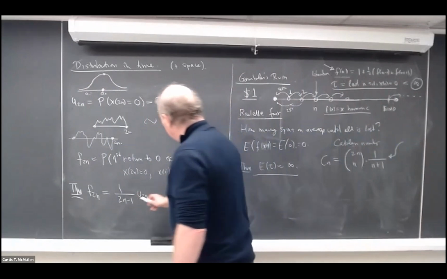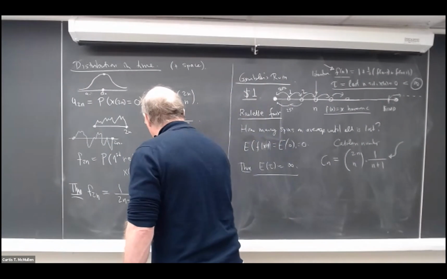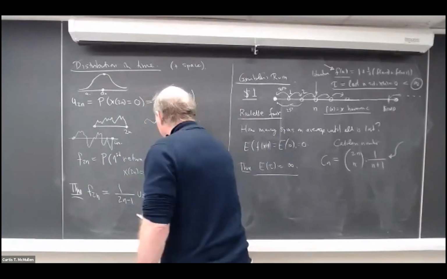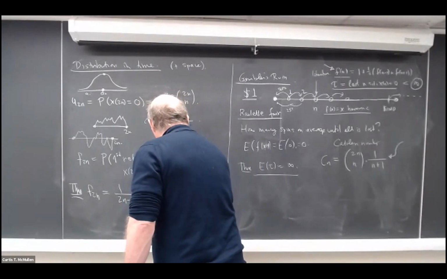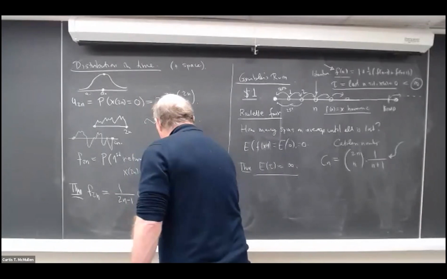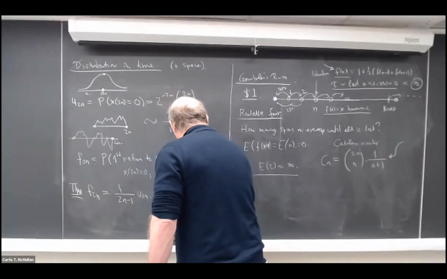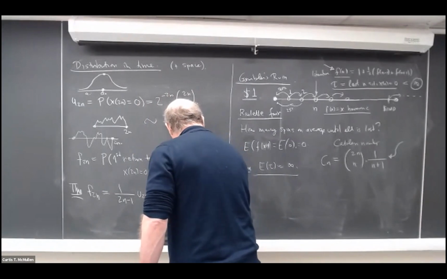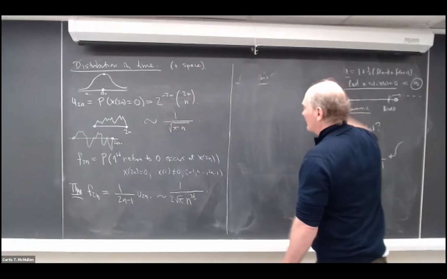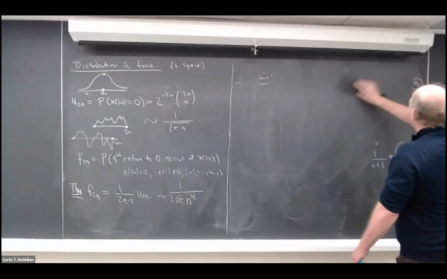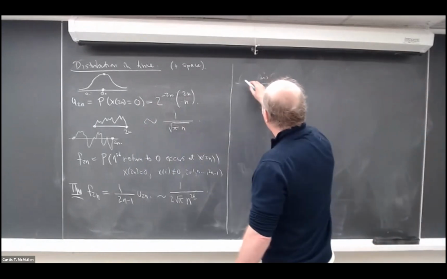Okay, so let's notice that since this goes like the square root of n, this guy goes like 1 over 2 times the square root of pi, and then there's an additional factor of n, and this is times 1/2, so n to the 3/2. Okay, that's the probability that we first make it back to the origin at time 2n.